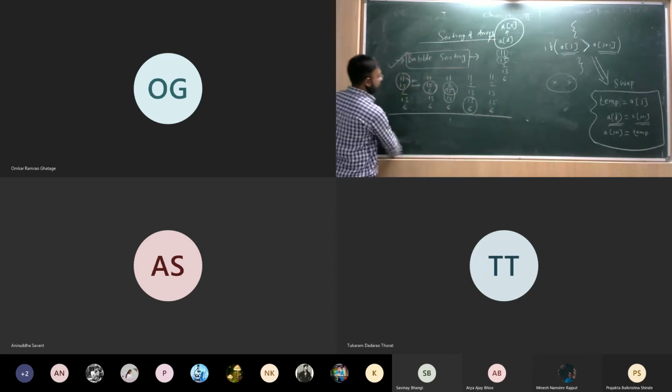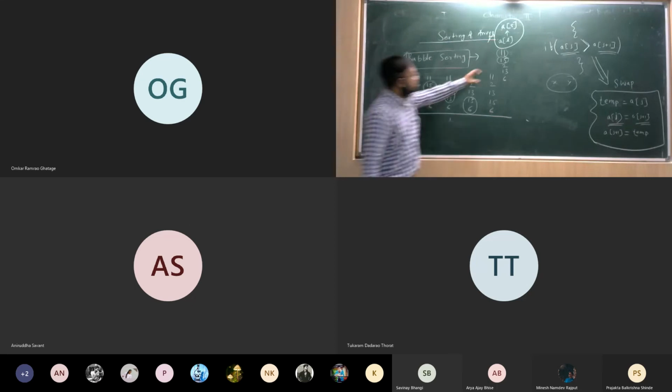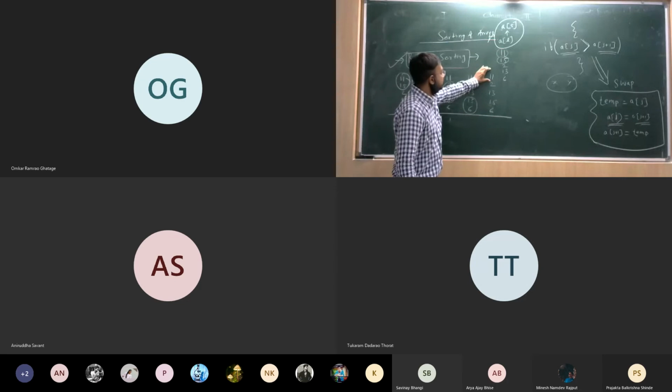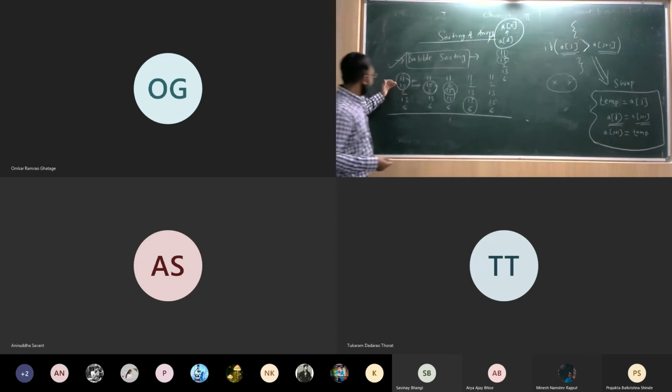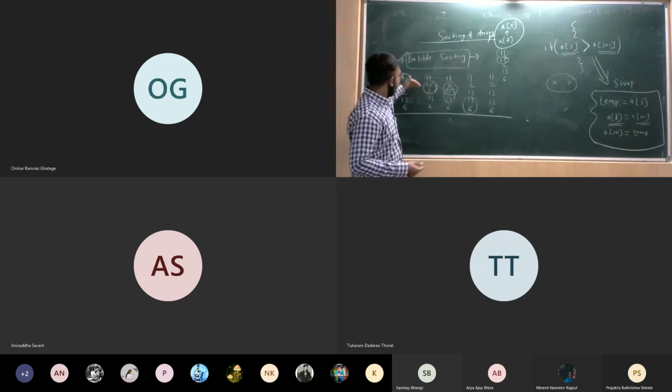What we have done is compare these values and swap the numbers whenever the first number is larger. If the number is larger, you have to swap it and keep it below. Just like that, you are keeping this number below. So the larger numbers go to the bottom.